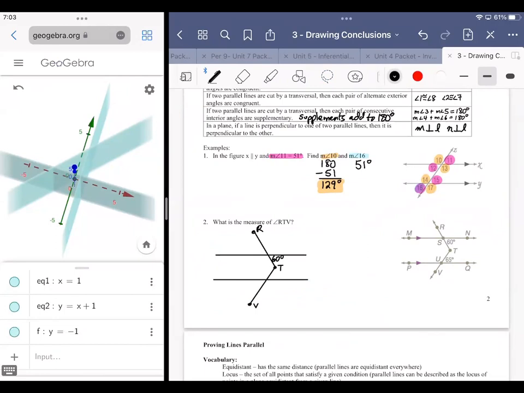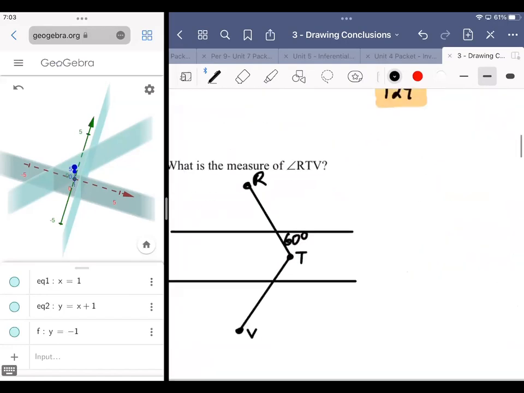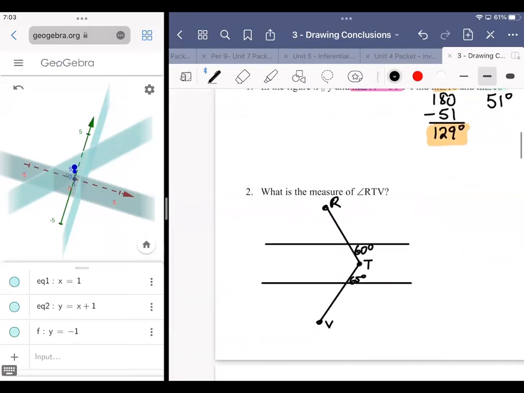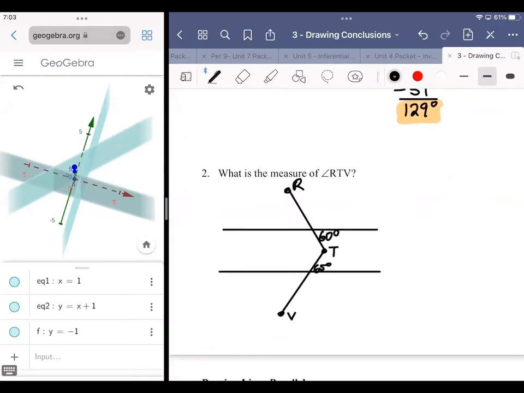Okay. All that other stuff, I used to have like 10 other questions for this diagram. It's not really necessary. So this is also 65 degrees here. Okay. So we need to figure out the measure of angle RTB. Now, at first glance, it doesn't seem like there's a ton of information to work off of, but there's actually plenty.